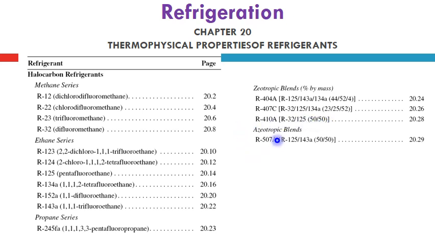Azeotropic blends, the 500 series, for example R507A, contain R125 and R143A, 50% by mass. The details of these refrigerants will be discussed in this lecture in the next slides.